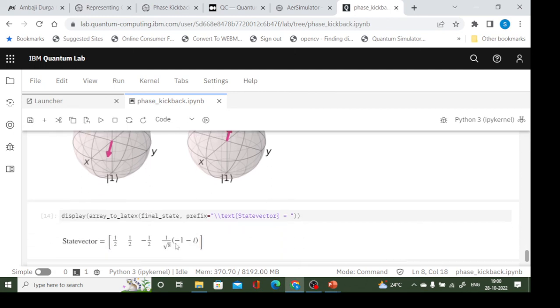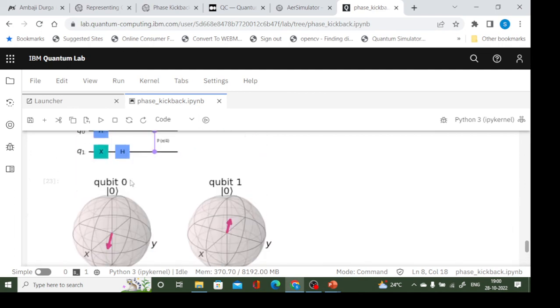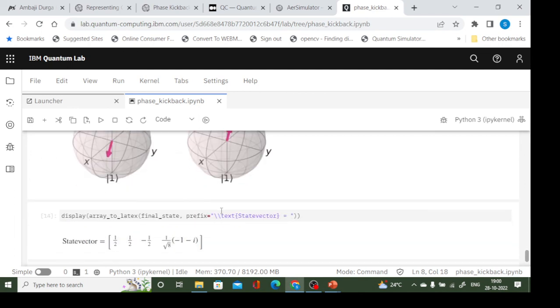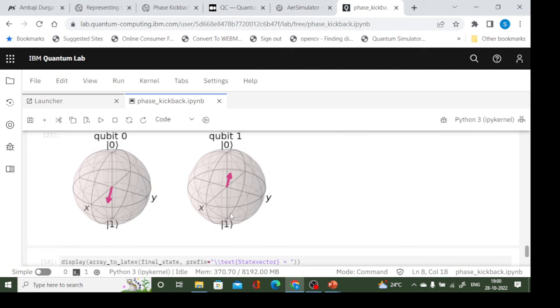And in state vector form, these two states of a qubit can be represented like this. Of course, you can easily get this when you do the matrix multiplication or matrix manipulation for these gates. Yeah, I think that's all I have for phase kickback.